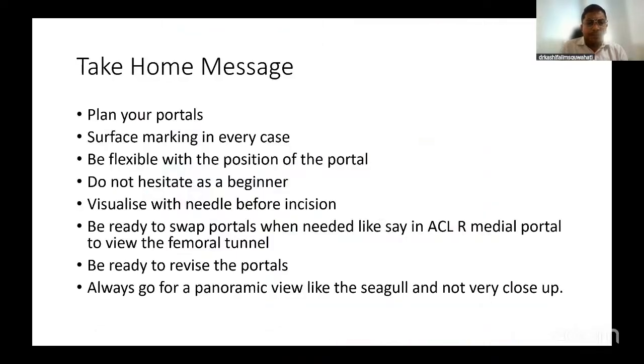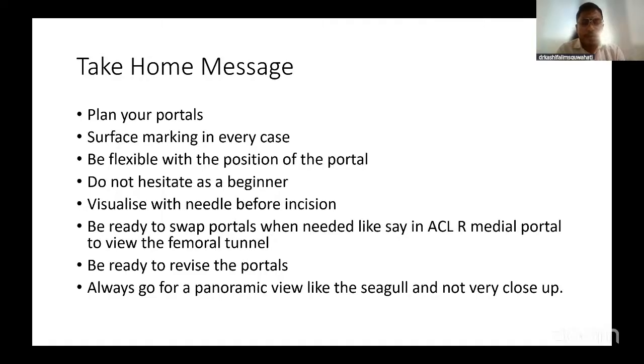So the take-home message is that always plan your portals, with surface marking in every case, no matter whichever case you're doing. Be flexible with the position of the portal. Do not hesitate as a beginner to use under-visualization to make the other portals so that you are more comfortable. Visualize with the needle before the incision.